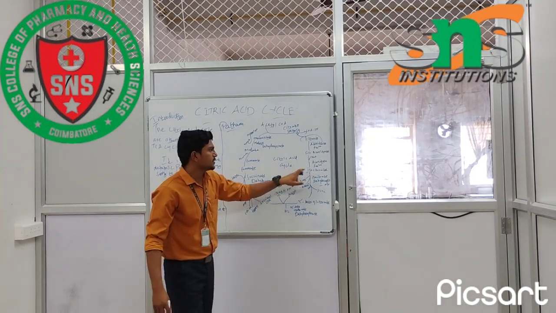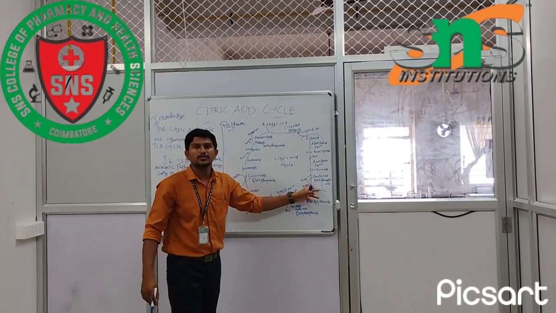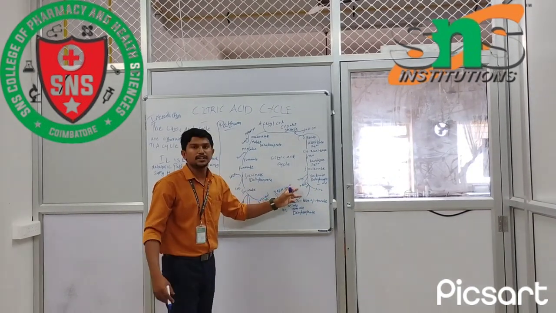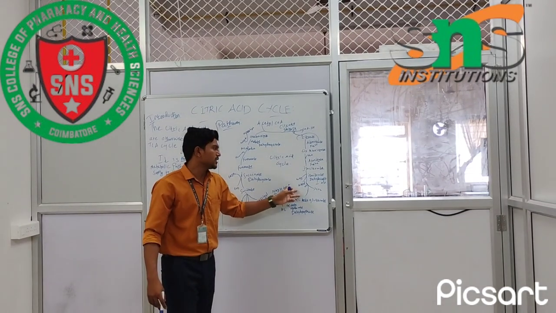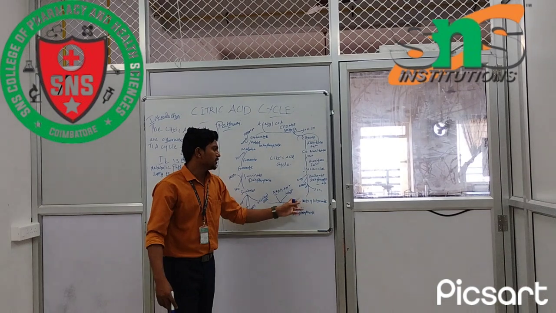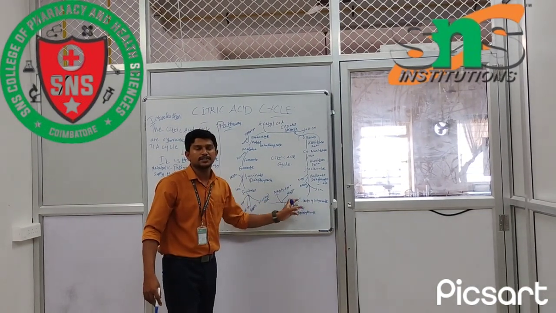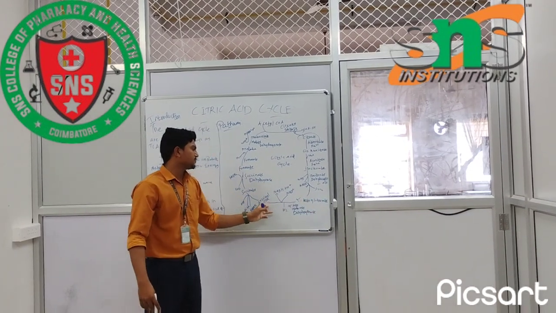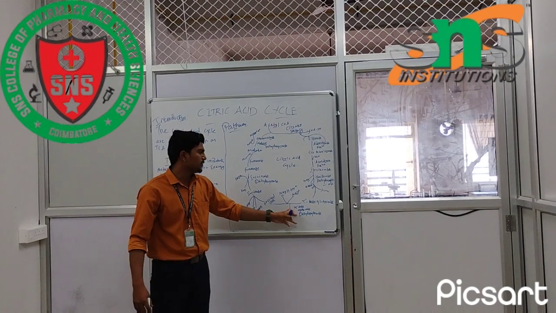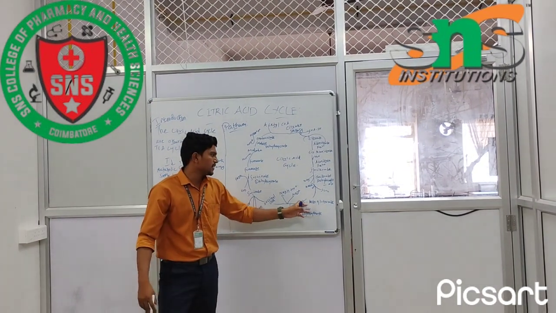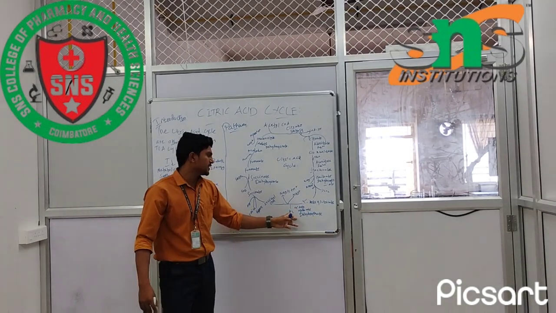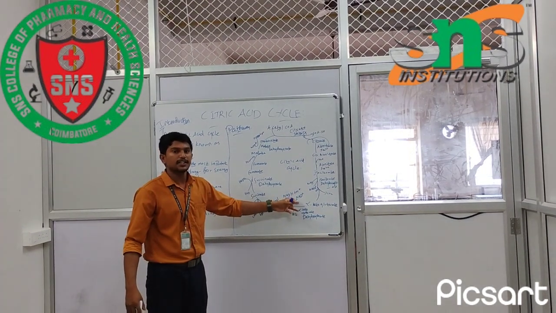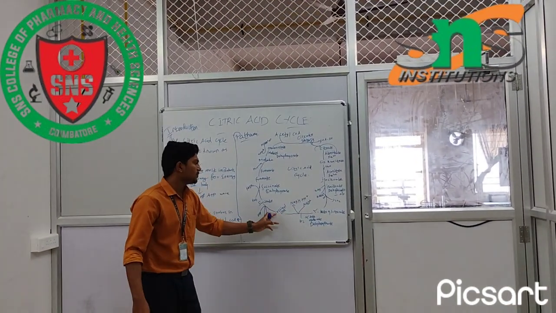Next, isocitrate reacts with isocitrate dehydrogenase. Dehydrogenase means something is removed. NAD plus and NADH are present, and with the release of CO2 it forms alpha-ketoglutarate. Alpha-ketoglutarate then reacts with alpha-ketoglutarate dehydrogenase, where NAD plus and NADH plus H plus are present, and it forms succinyl-CoA.